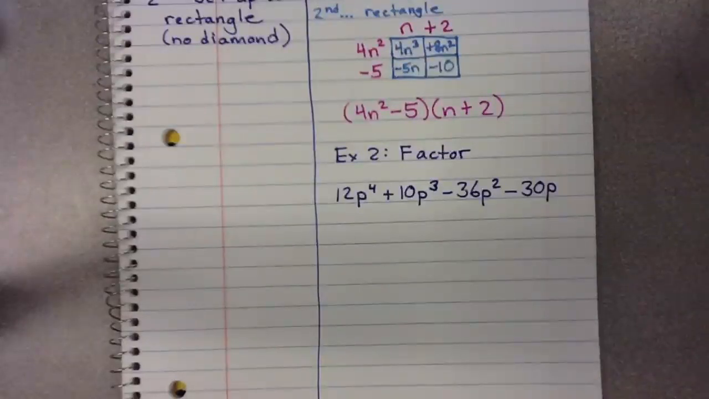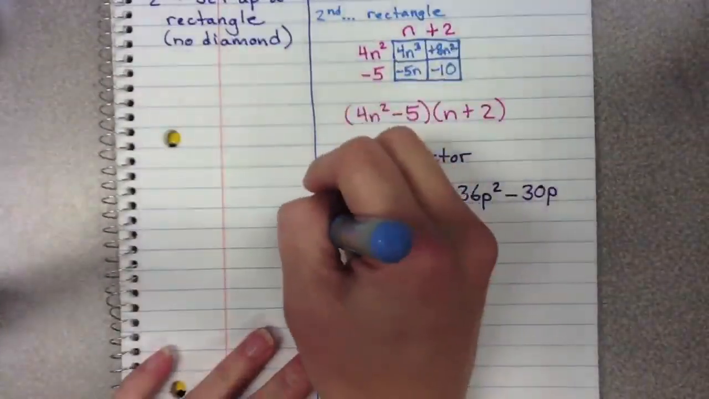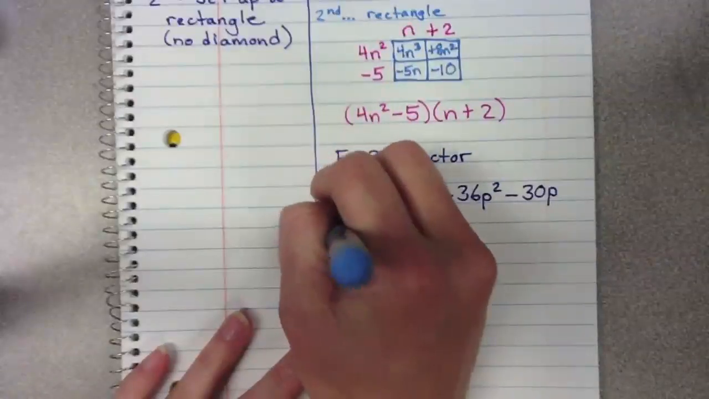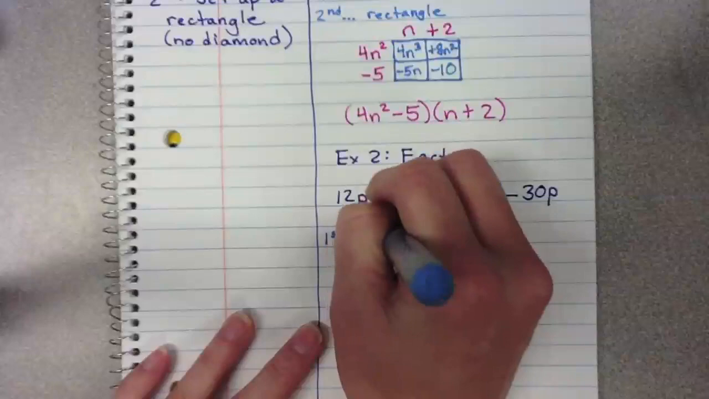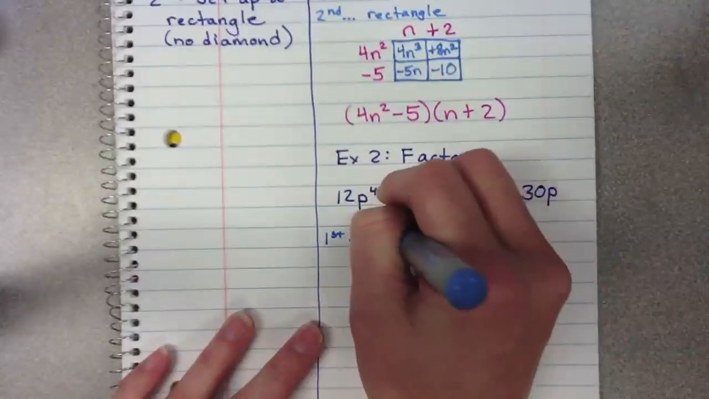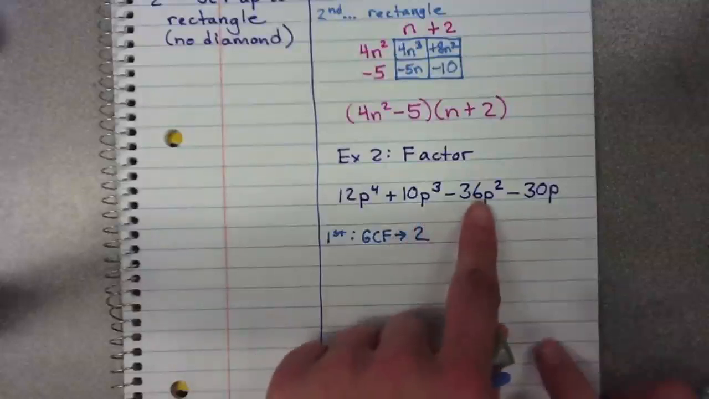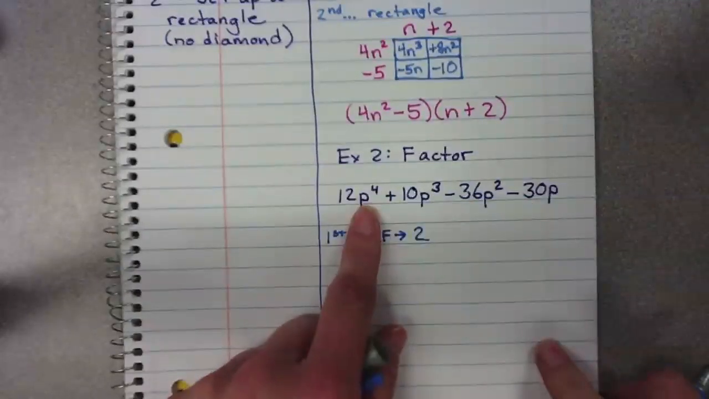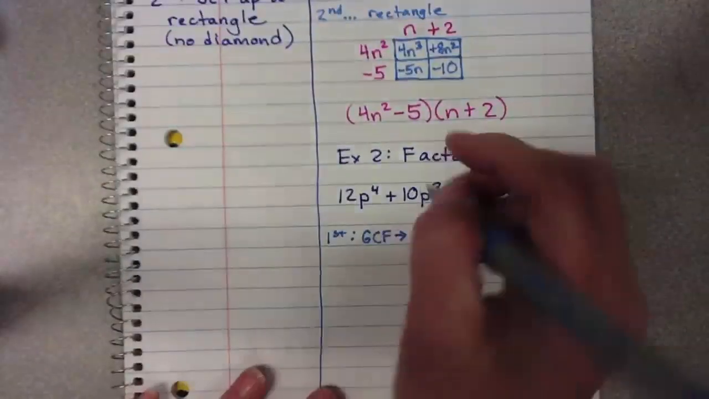So what is your first step every time you go to factor? Look for a GCF. So first thing, do we have a GCF? Yes. And what is it? 2p. 2p, right? 12, 10, 36, and 30: 2 comes out of all of those. And we have 1p in common. So 2p.